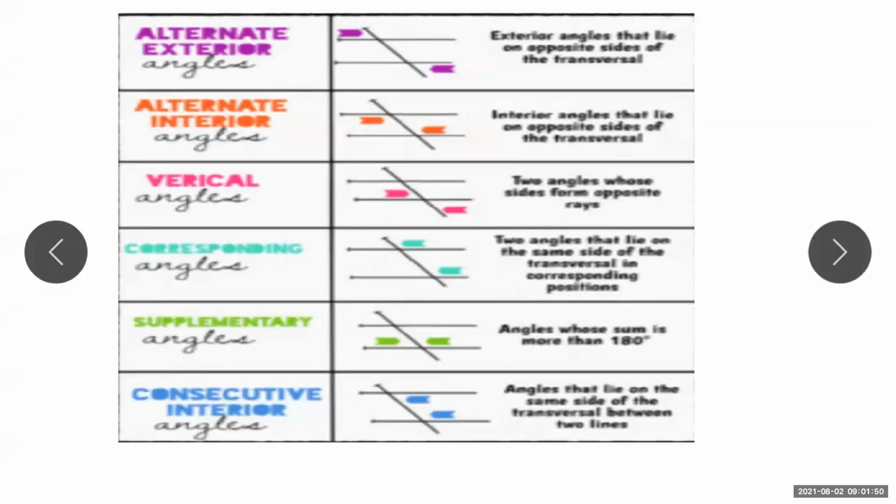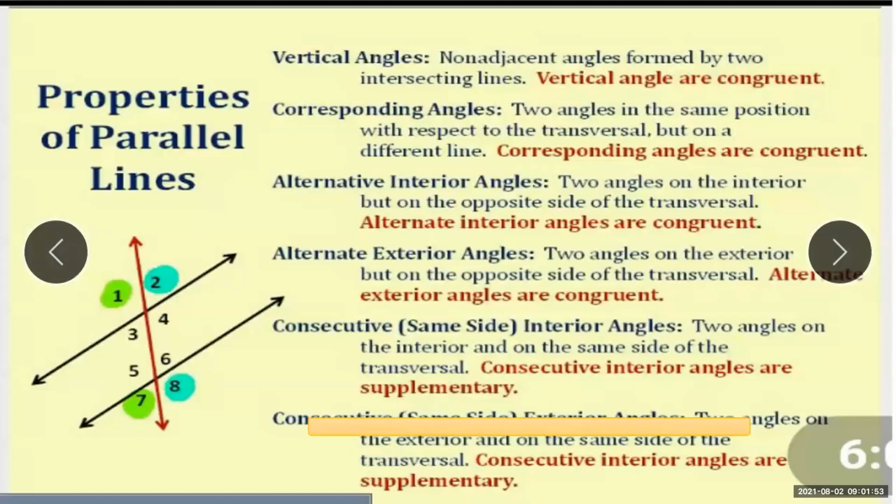Now here are the properties for each pair of angles. We know well that vertically opposite angles are congruent. Then corresponding angles are also congruent. Alternate angles, that may be interior or exterior, those are also congruent. Then interior angles, those are supplementary. And the linear pair of angles, those are also supplementary.